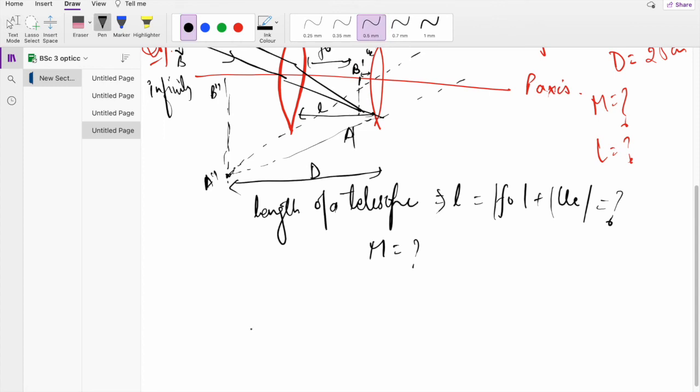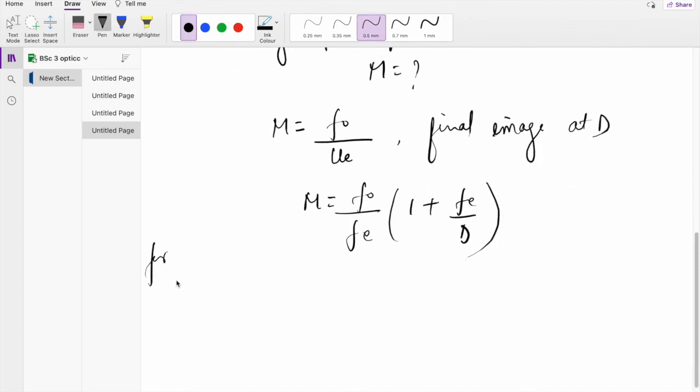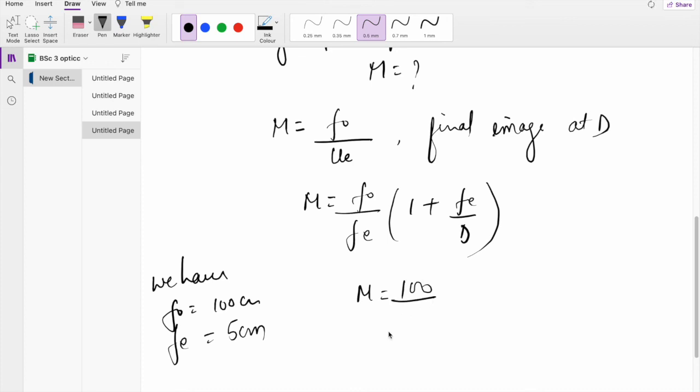For the magnifying power, the generalized form for an astronomical telescope is FO upon UE, and for the final image at D the formula becomes M equals FO upon FE times 1 plus FE upon D. We already discussed this in our last lectures. From the question, FO is 100 centimeter, FE is 5 centimeter, and D is 25 centimeter.